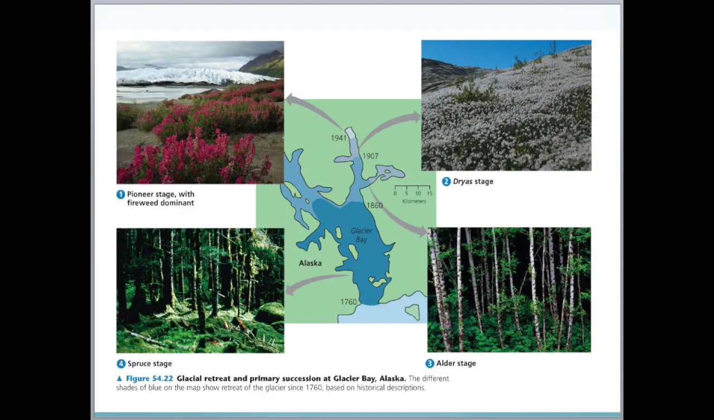So here I've got a picture of glacier retreat and primary succession at Glacier Bay, Alaska. We can see here the pioneer stage, where the fireweed is dominant. After some time, the conditions are changed, the soil becomes less hostile, which leads to a new type of shrub growing. Later on, after some years have passed, trees can begin to grow, and we can see the fourth stage. These pictures have been taken about 40 years apart, so it takes quite a long time to go from the pioneer stage to the spruce stage.